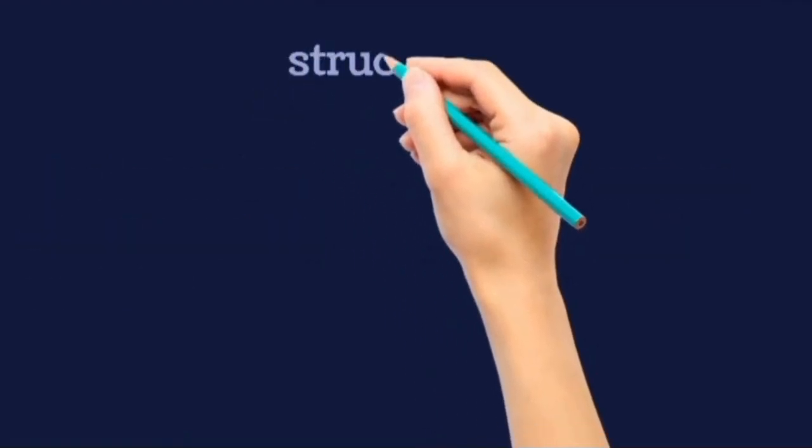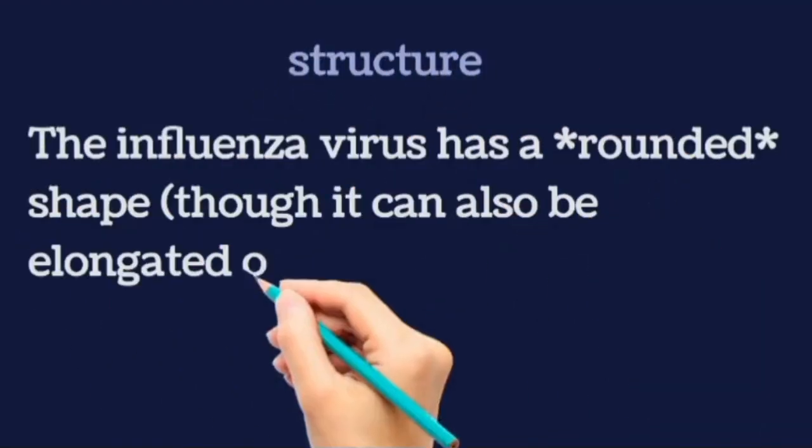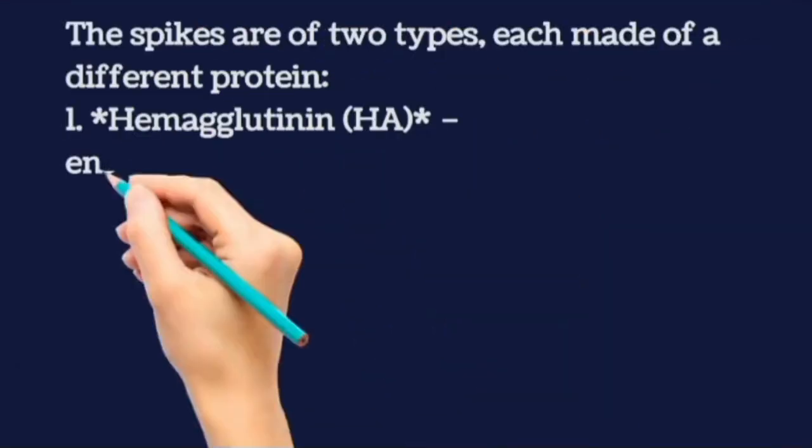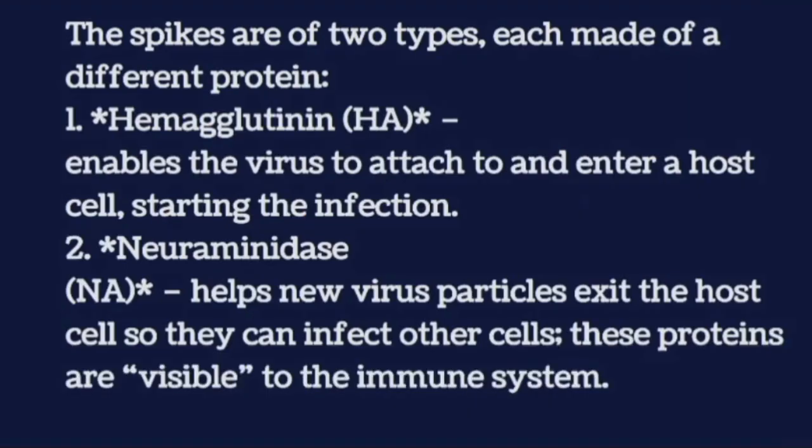Structure of influenza viruses. Influenza viruses are primarily spherical but can also appear as elongated or filamentous particles exhibiting a variable shape, also termed as pleomorphic. They are covered with a layer of spikes. There are two types of spikes present, the rod-shaped hemagglutinin and mushroom-shaped neuraminidase. There are two types of spikes, each made of different proteins.